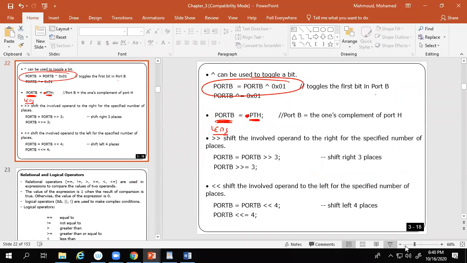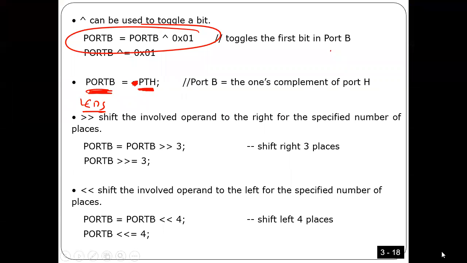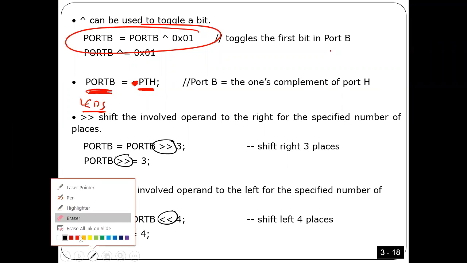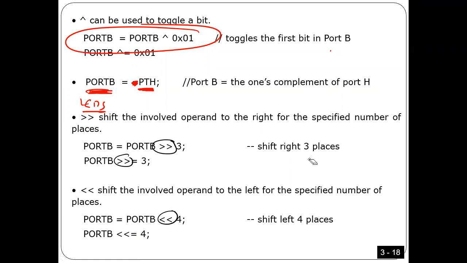Now I'm gonna explain 2 more operators, this operator here and this operator here. These are shift operators, similar to the shift instruction I taught in assembly, but there is a small difference. What is the small difference? Look here, guys. This is port B. I'm gonna shift to the right, so this is right shift. But this number here tells you how many shifts you want to do. We didn't have this option in assembly.